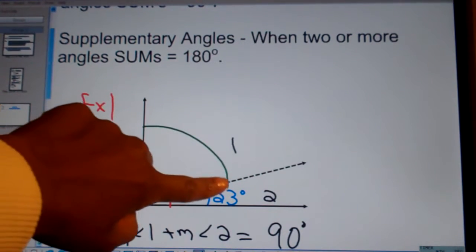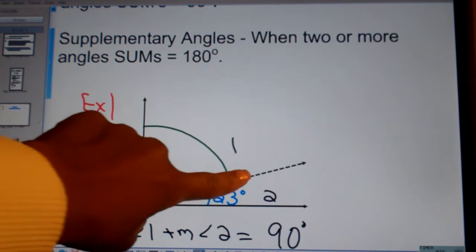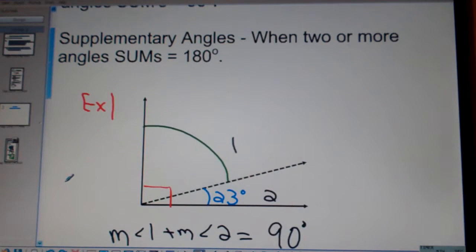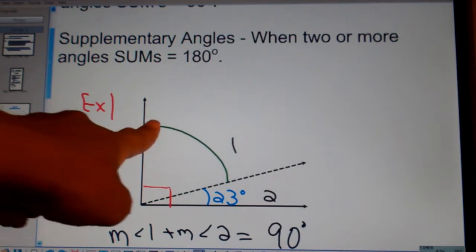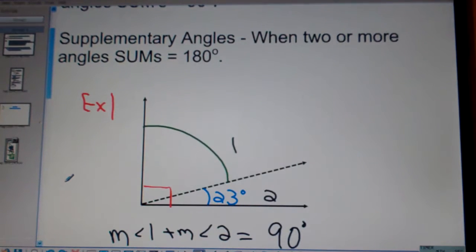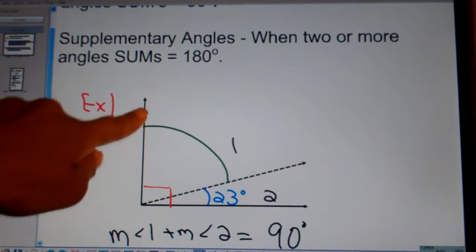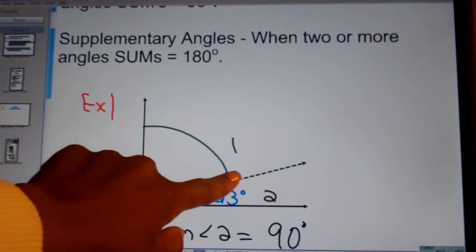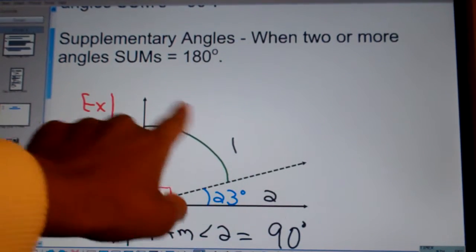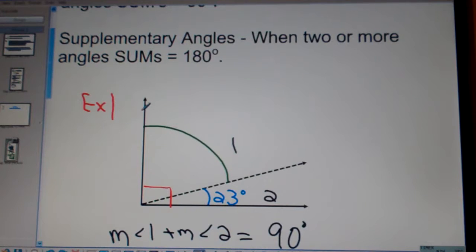We have the measure of angle 1, the green angle, plus the measure of the second angle, the blue angle, the measure of angle 2, equaling 23 degrees. The question is, what is the measure of angle 1? Well, clearly looking at this whole entire angle, this small angle 1 plus angle 2, the entire angle here is equal to 90 degrees.